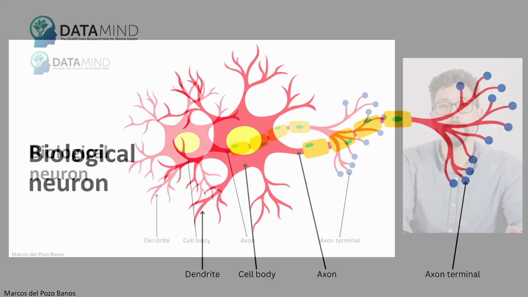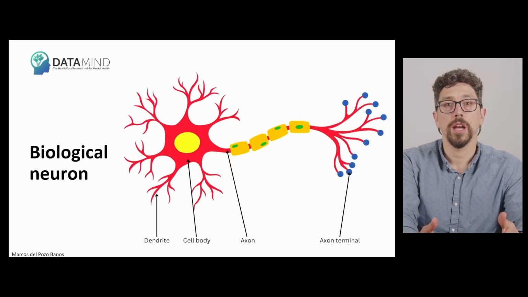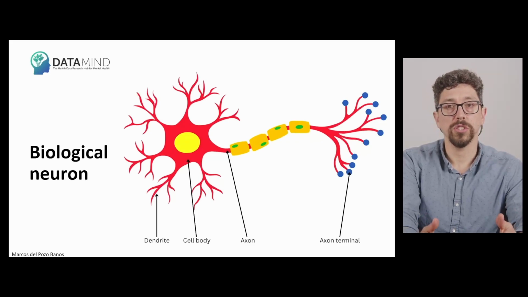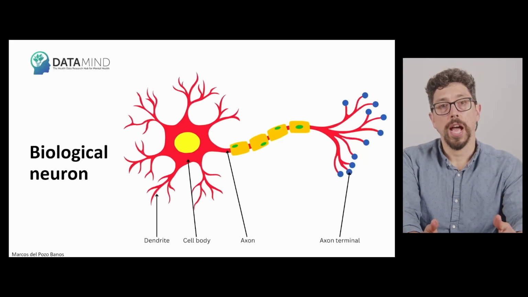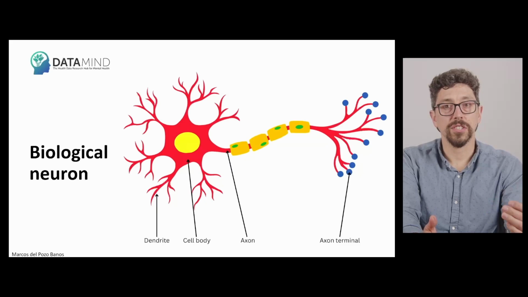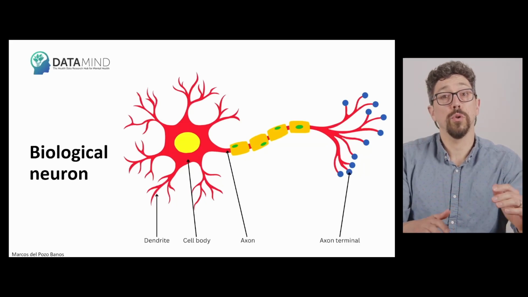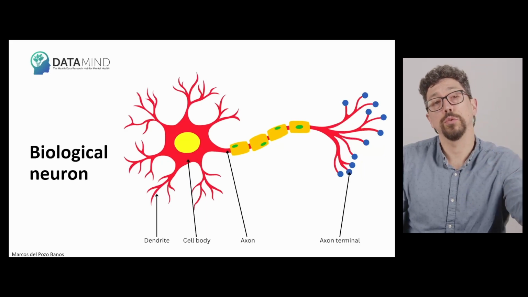A biological neuron can be divided in four main parts: the dendrites that receive signals from other neurons, the body of the cell that aggregates these signals, and the axon that sends signals generated by the body of the cell down to the axon terminals and to other neurons.